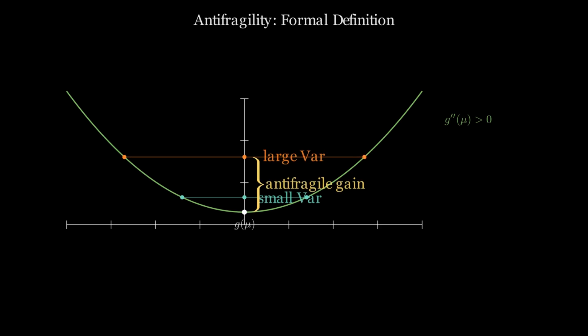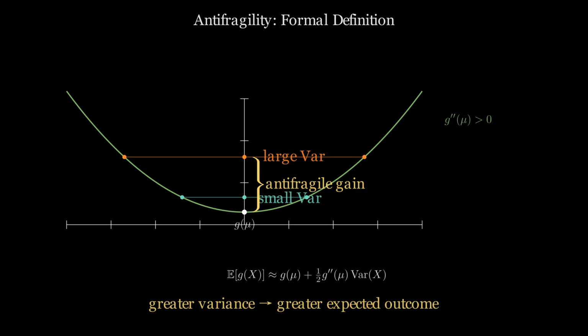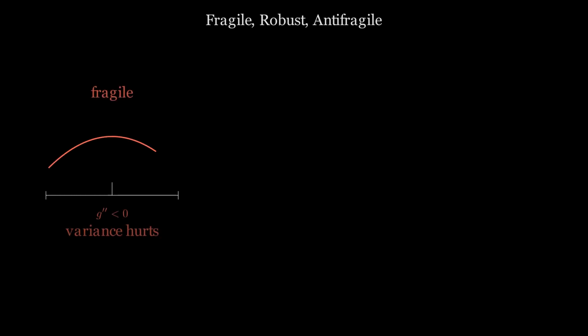A robust system is neutral. Its response function is linear, and variance neither adds nor removes value. Antifragility requires positive curvature. Robustness requires zero curvature. Fragility requires negative curvature. The three structural categories, fragile, robust, and antifragile, are defined by the sign of the second derivative of the response function.